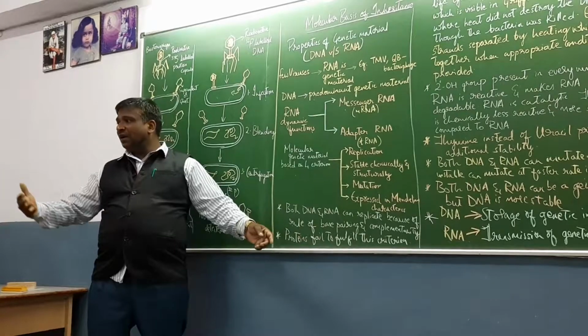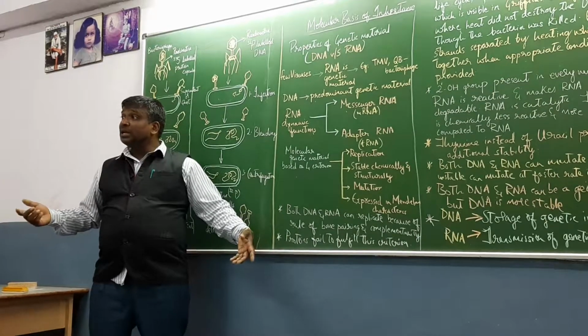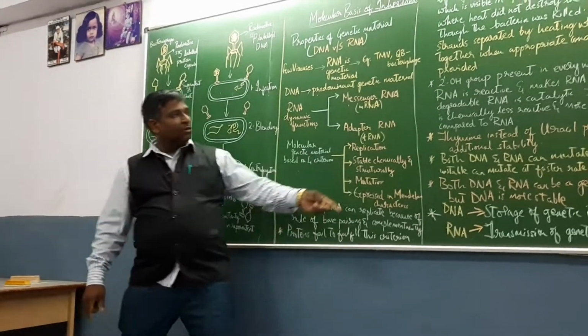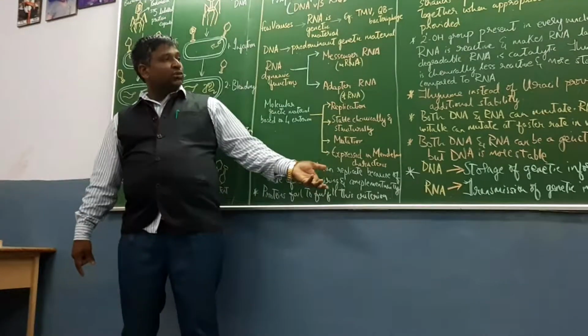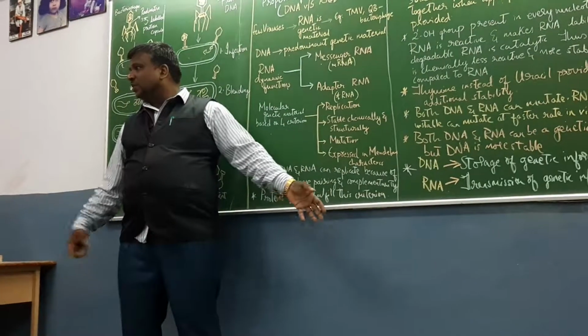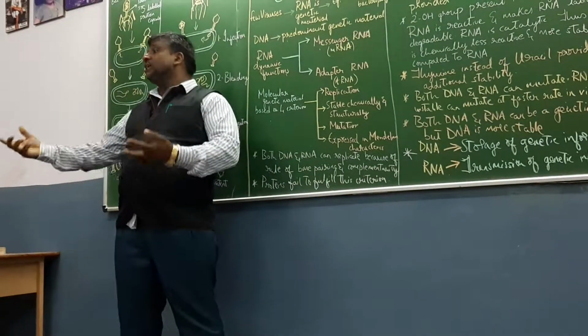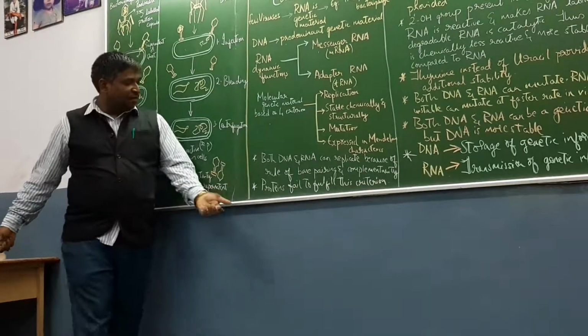Instead of thymine you have uracil. But thymine is more stable than uracil. Thymine in DNA is much more stable than uracil. So that's the reason DNA is more stable than RNA. The next point will come for that.